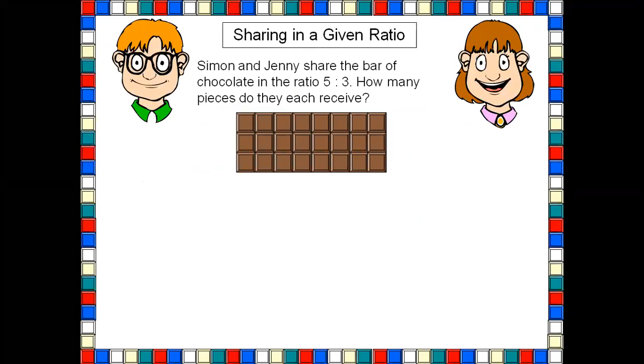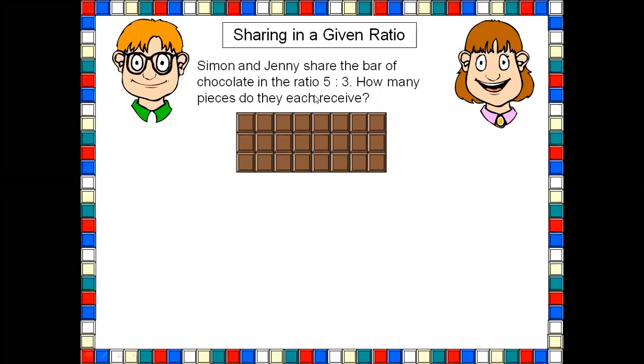Simon and Jenny want to share this bar of chocolate in the ratio 5 to 3. How many pieces do they each receive? Now the ratio 5 to 3, why did they choose this specific ratio? We don't actually know the real reason for every single question, but for example, it might be according to their ages, or the money they pay for the bar of chocolate, and we already know the first name gets the first part of the ratio. So the 5 relates to Simon since his name comes first. The 3 goes to Jenny because her name goes second.